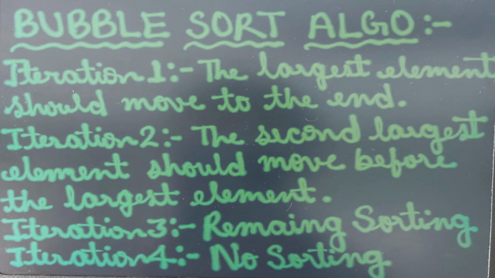Then we compare the first 2 elements. If they are in the wrong order, then we will swap them. Next, we will move to the next pair of elements and we will compare and swap if necessary. And we will repeat this process until the desired result is obtained.